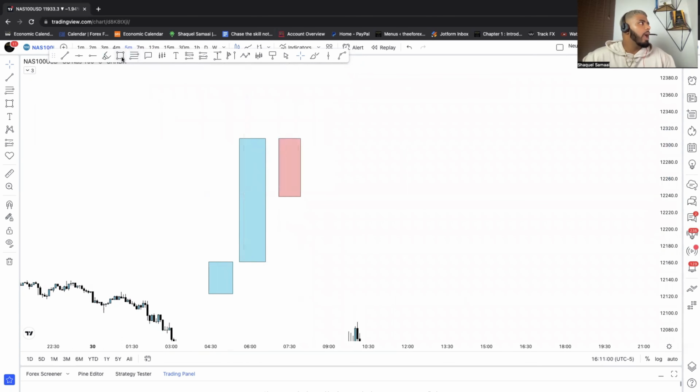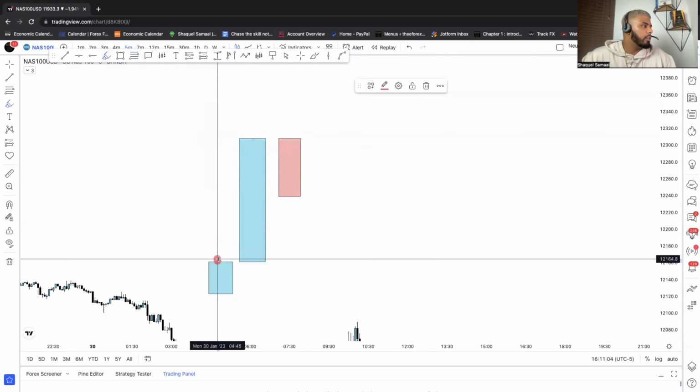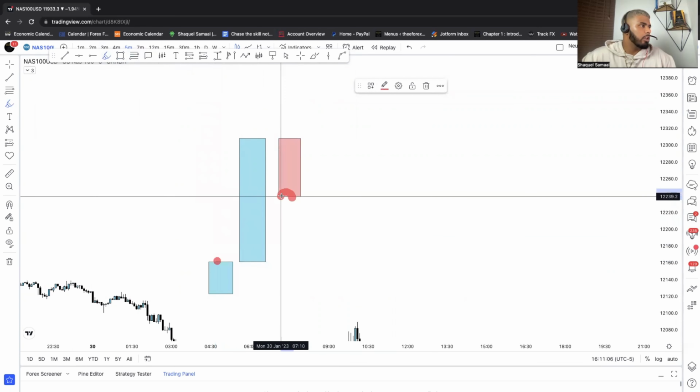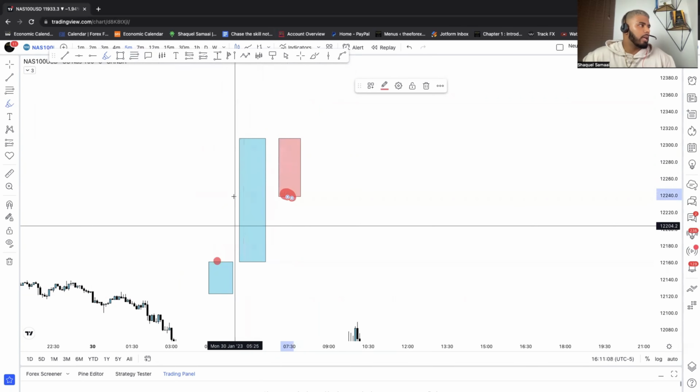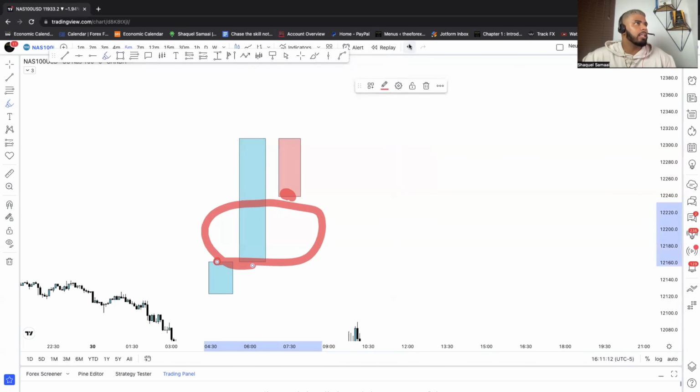It just needs to have some sort of gap between the high of the previous candle right here and the low of this candle right here. Between these candles, we need to have some sort of gap. You see this massive gap right there. That's an imbalance.